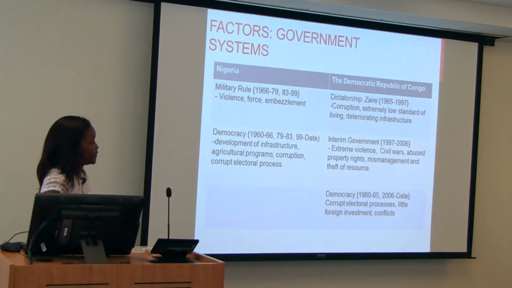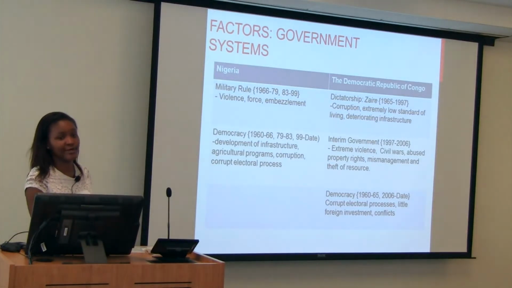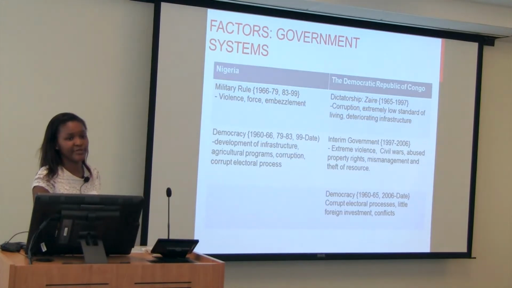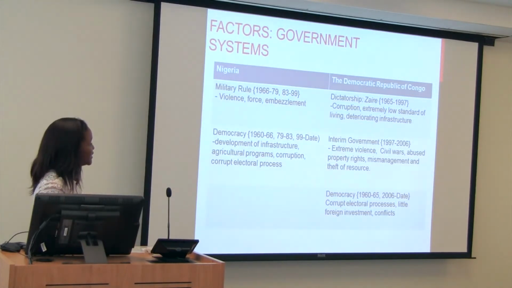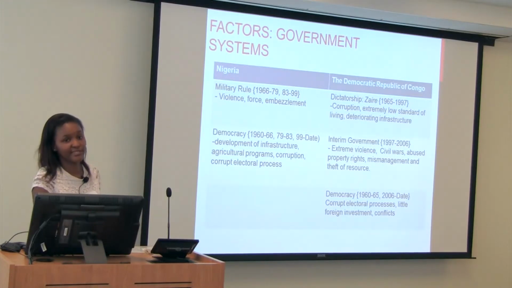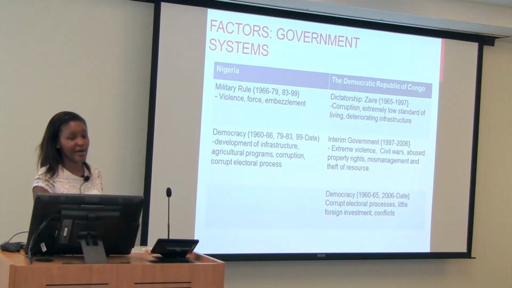The Democratic Republic of Congo has experienced a dictatorship, an interim government, and a democratic government. The dictatorship was under Joseph Mobutu, who led the country for 32 years, and during his period there was a great deterioration in the infrastructure, and GDP per capita tremendously dropped, leaving a lot of people in poverty. As a result, this led to rebel movements by leaders such as Joseph Kabila, who was the interim leader after Joseph Mobutu was taken out of power.